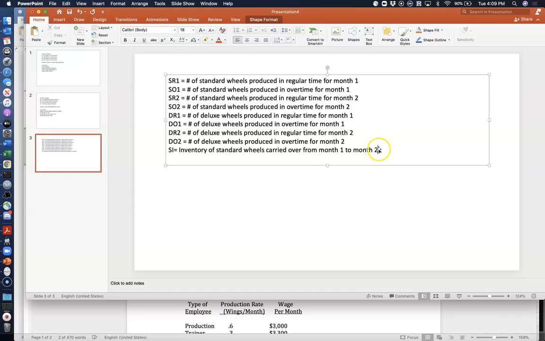So this is the inventory of standard wheels. Similarly, I'm going to have DI, which is going to be inventory of deluxe wheels carried over from month 1 to month 2. Because you're only planning for 2 months, you just have to keep track of inventory carryover from month 1 to month 2, right? Okay, with all of this, we're done with decision variables. So step 1 is always decision variables.